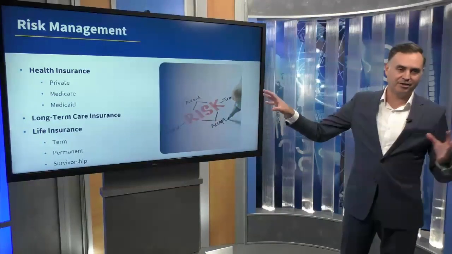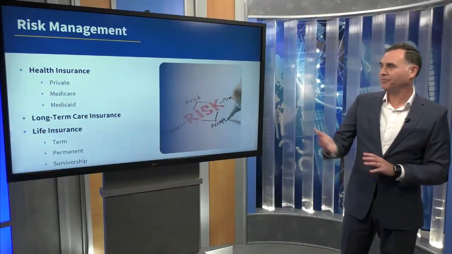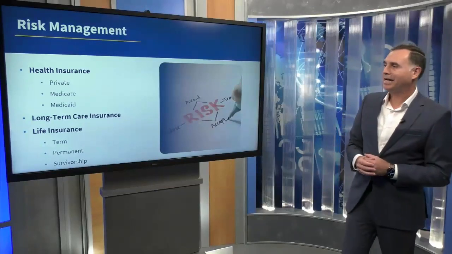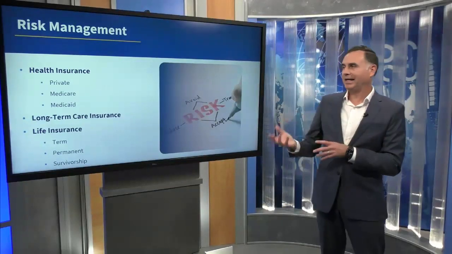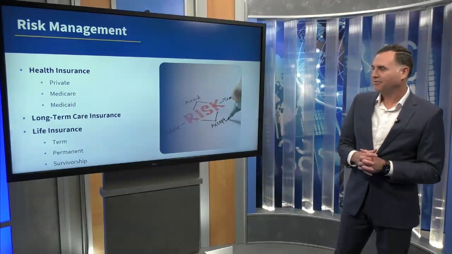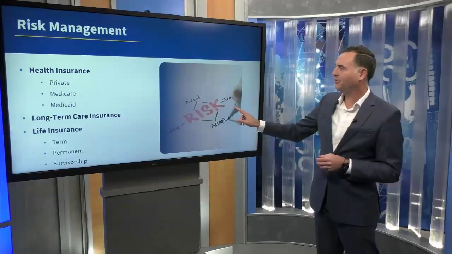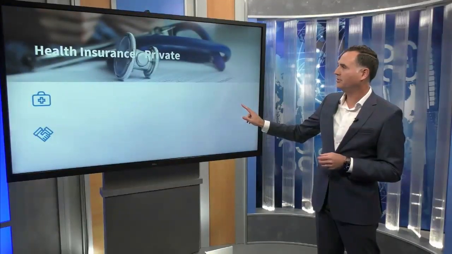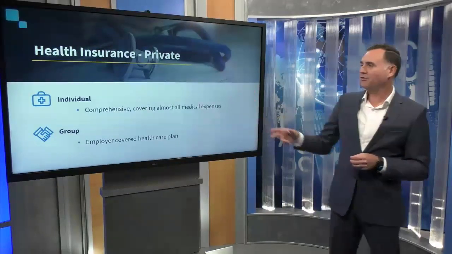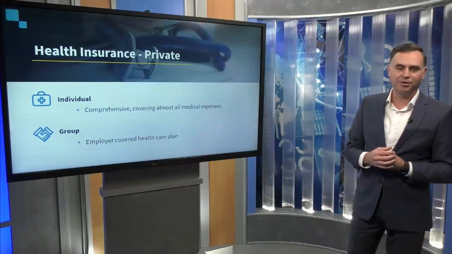Here we have health insurance. Obviously, you've got your private insurance, you've got Medicare, and then of course there's Medicaid, which is more federally funded. We'll get into specifics here, and you've got life insurance. We'll talk about that in a second. I'm just going to move into those slides and get into specifics. Health insurance, of course, individual or group.